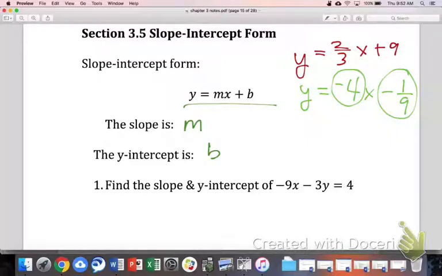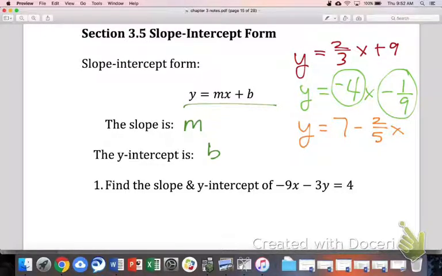Okay, there's at least one more I want to throw at you guys and see how you do. What if I said y equals 7 minus 2/5 x? What is the y-intercept? 7. 7, right? And what's the slope?